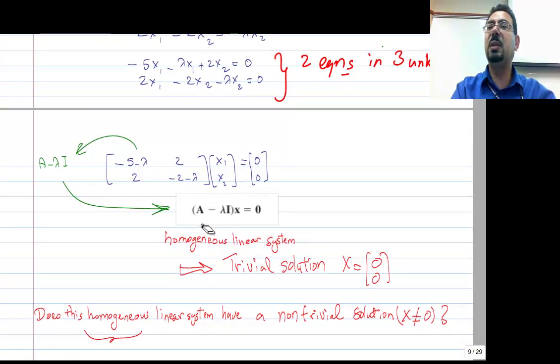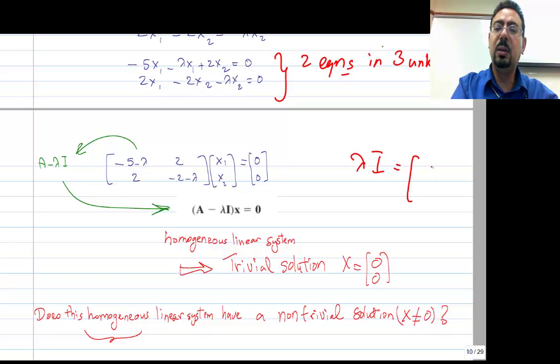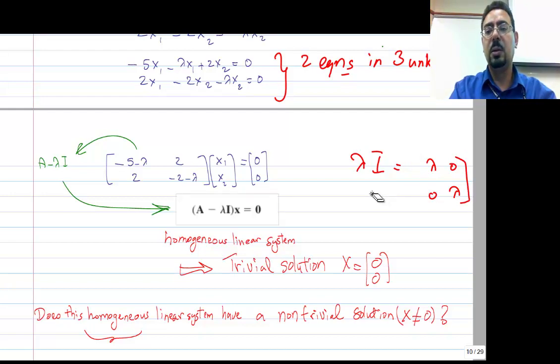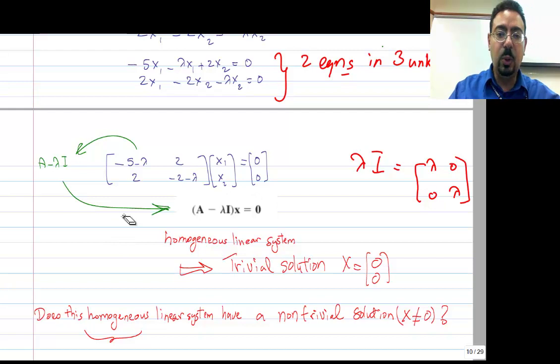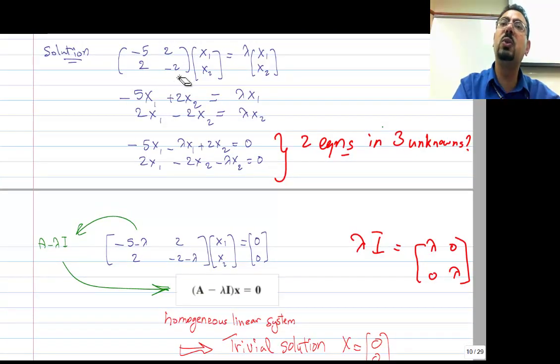You can actually think about this system as A minus lambda I. What's lambda I? First, what's I? 1, 0, 0, 1. Lambda I would basically be lambda 0, 0, lambda. That's the scalar diagonal matrix. So this is basically just A minus lambda I. When you compare it to the original matrix, which is minus 5, 2, 2, minus 2, what's the change? The change is in the diagonal. All the diagonal elements got minus lambda. That's what's new.